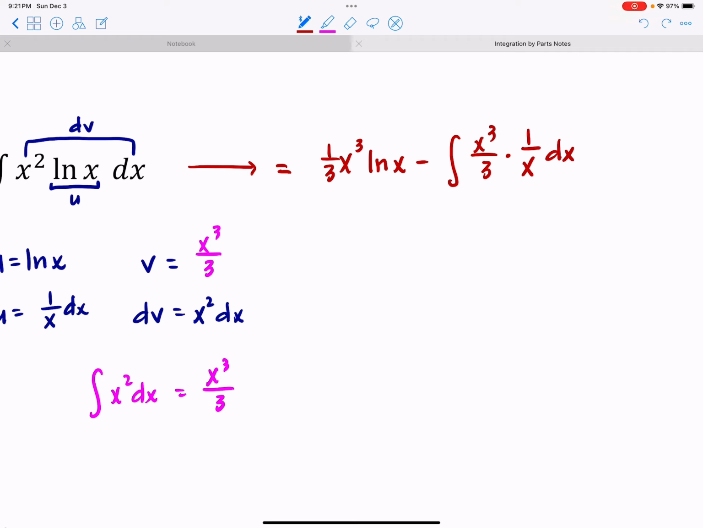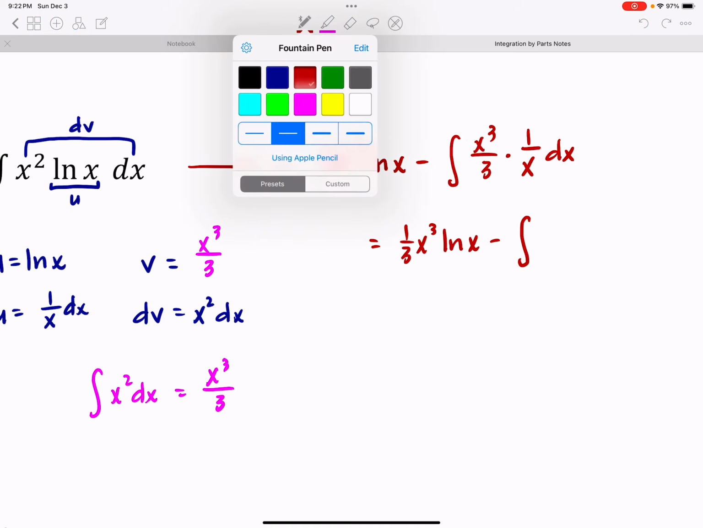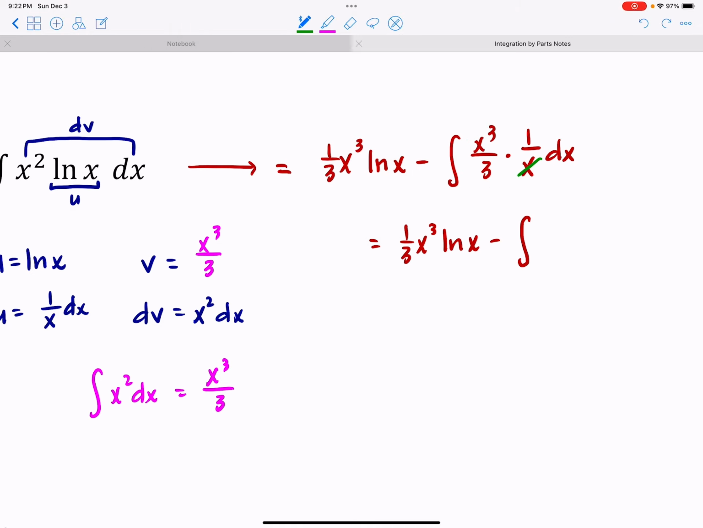Now, I'm going to clean this up. 1/3 x cubed natural log of x, that part looks fine. Minus, before I integrate this, we can definitely simplify here. We can cross-reduce a factor of x. Right, if 1 here, this is going to leave me an x squared here. So I'm going to end up with x squared over 3 in that integrand. X squared over 3, or if you wanted to make that 1/3 x squared, either way. I kind of go back and forth, and you can see that here.